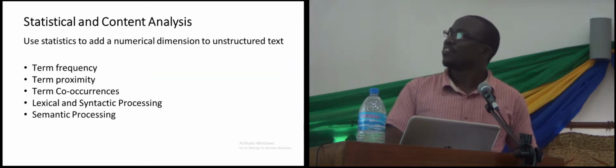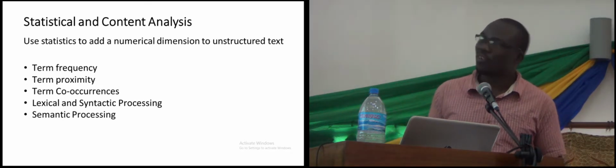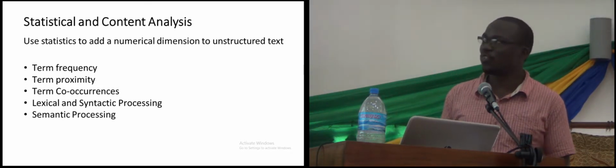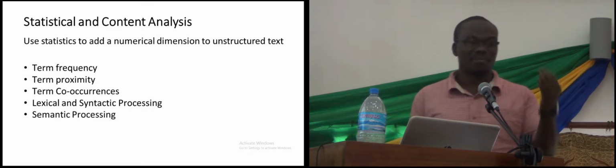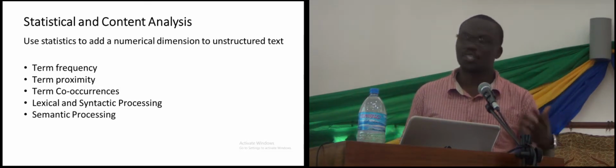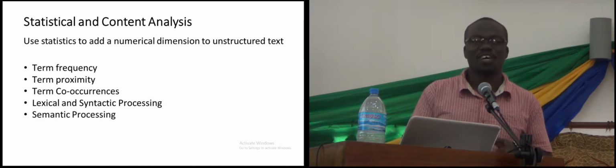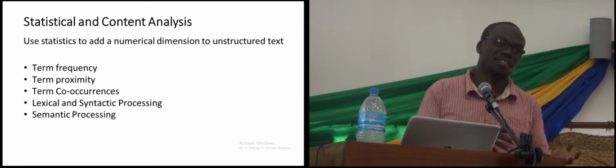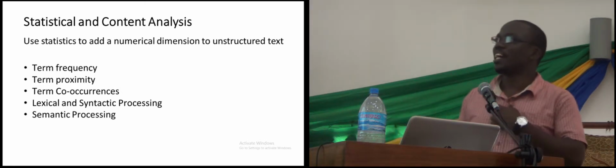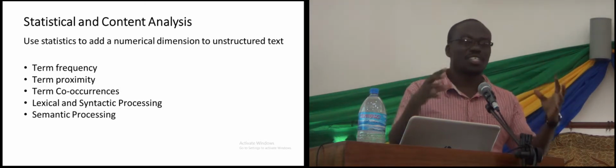Yeah, I'll continue. So the statistical and content analysis that you can do includes things like term frequency. You want to know how many times this term was mentioned. Term proximity, you want to know how close these terms were either to the positive sense or negative sense. Term co-occurrences, you want to know which terms were seen together.